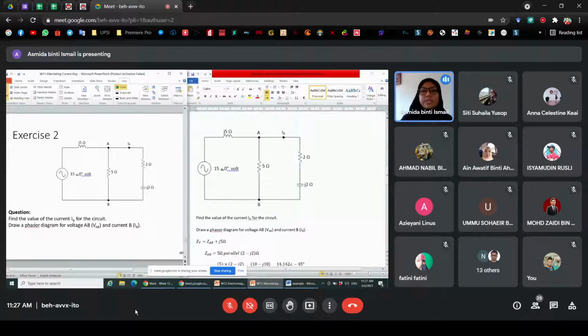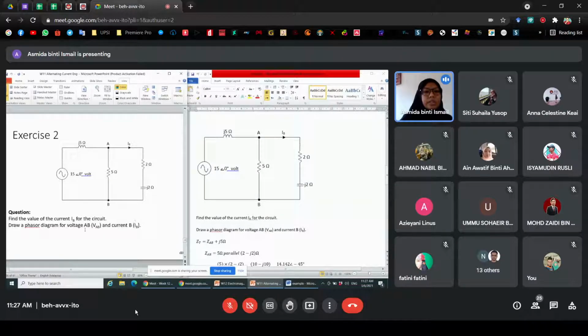Okay, so the question, this is a series and parallel. You combine the series and parallel together. This is the series parallel circuit. Find the value for the current IB for the circuit. You need to find the value for this current, and draw a phasor diagram for voltage AB and current B.